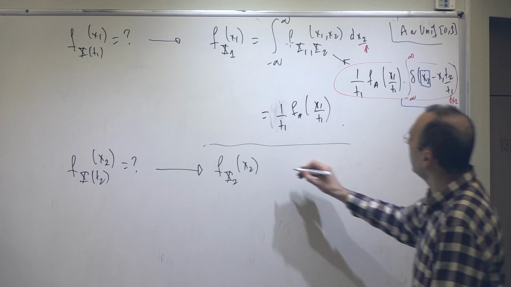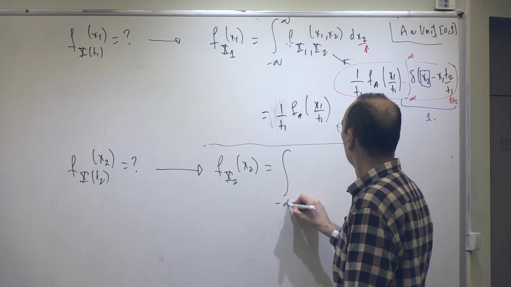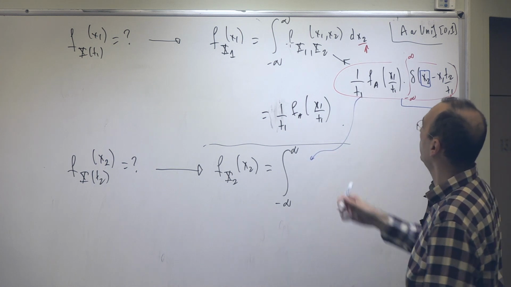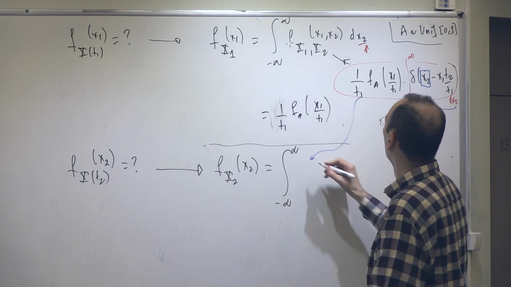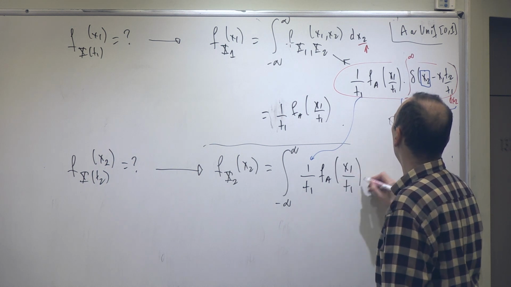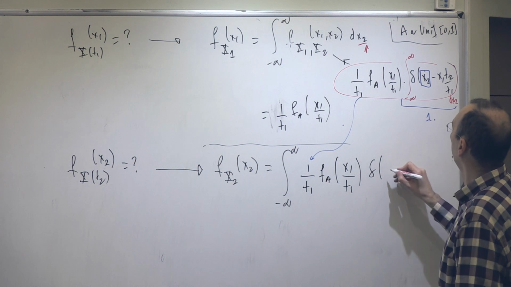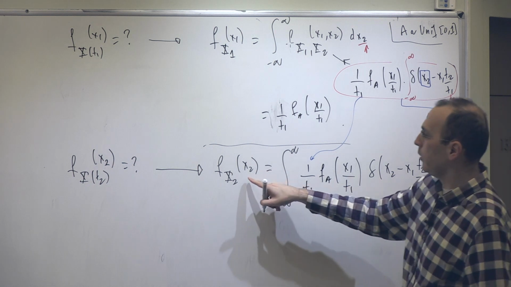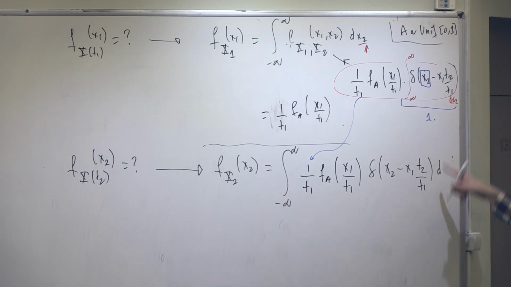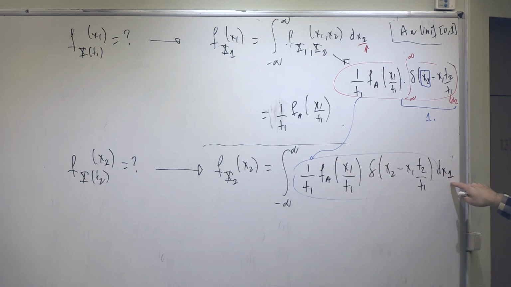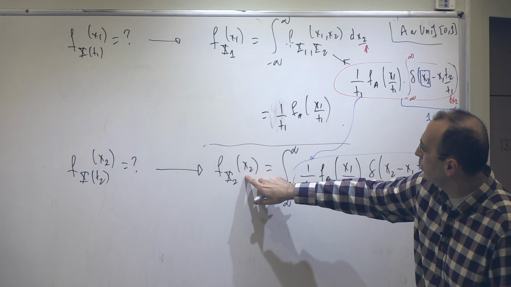So what should I do? Again, I'm integrating this. Let me write this one more time, the joint density: 1 over T1, f of A, x1 over T1, delta, I should write x2, x1, T2 over T1. And this time I'm integrating, or marginalizing, with respect to the other variable, x1. So this is my joint density marginalized with respect to the first variable. I'm left with the second variable.